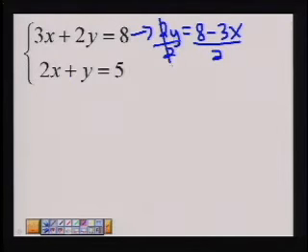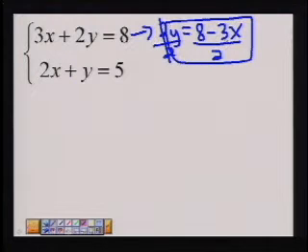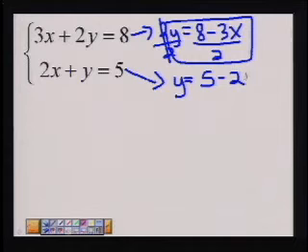That cancels, so the first function I want to enter in my calculator is y equals (8 minus 3x) over 2. For the second equation, all I have to do is subtract 2x from both sides. That leaves me y equals 5 minus 2x. Now let's see what happens when we graph those on the graphing calculator.